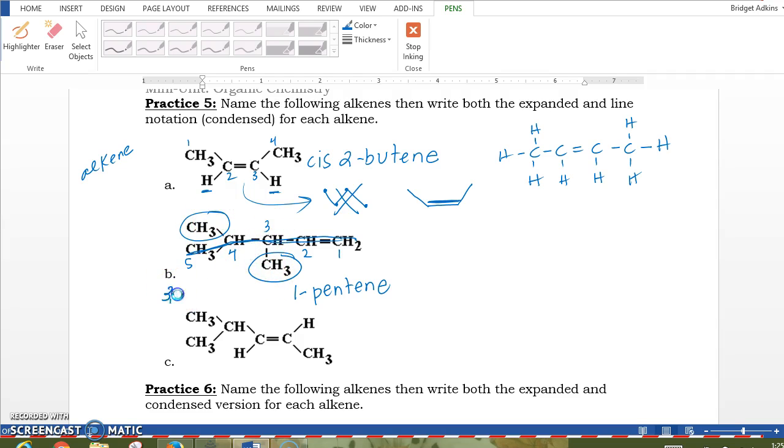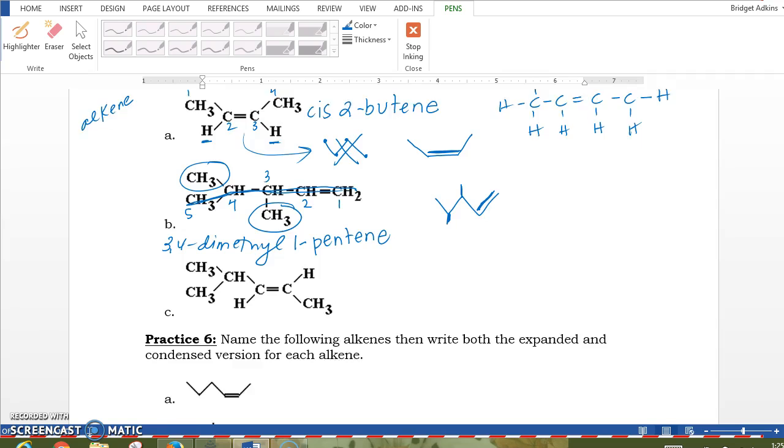So we would say 3, 4, just like we did before, 2 methyl groups is going to be dimethyl. So 3,4-dimethyl-1-pentene. If we were going to sketch it out, we have 1, 2, 3, 4, 5. So there's my main chain. Coming off the fourth, we have a branch. Coming off the third, we have a branch. And then we would show the double bond right there. So that's your line notation.